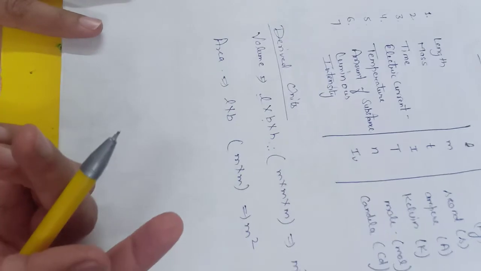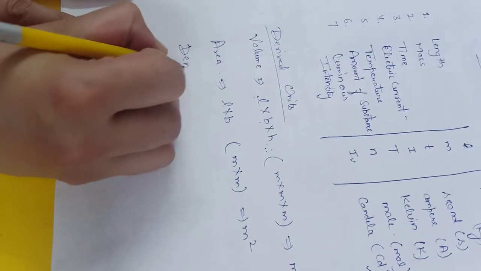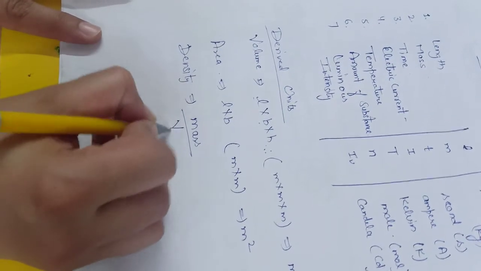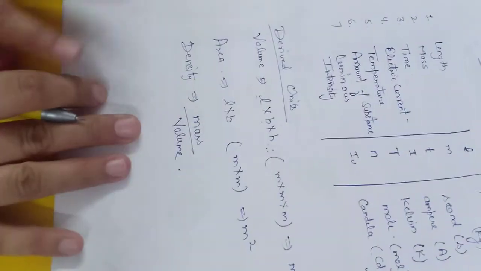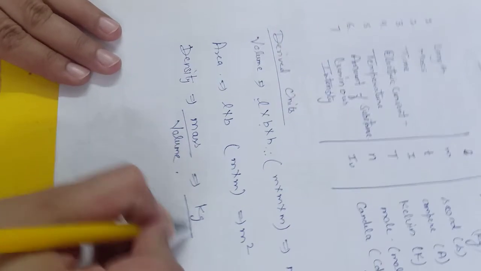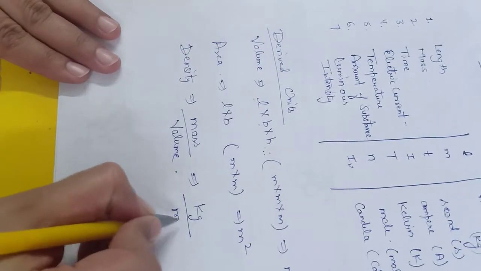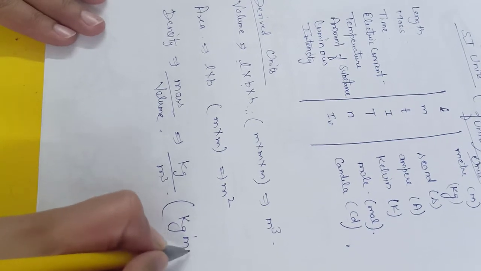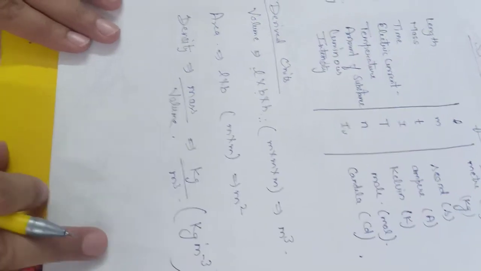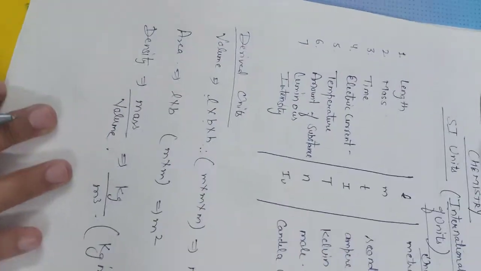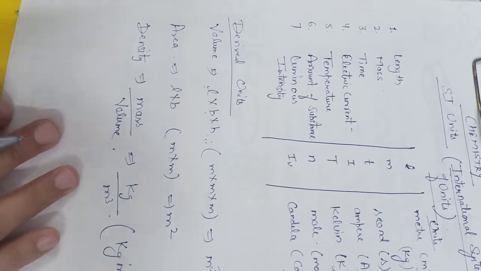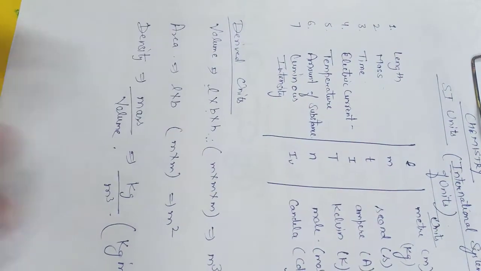Next, we can also calculate density. What is density? Density is mass by volume. This is also a derived unit, where mass is in kilogram and volume is in meter cube. So what will be the unit of density? Kilogram per meter cube, kg m^-3. So these are the standard units, and with the help of these 7 standard units we can find any physical quantity or any unit for a physical quantity. All these are known as derived units.